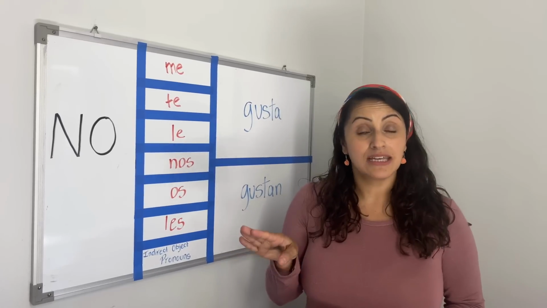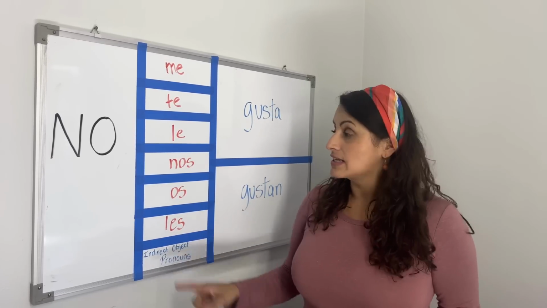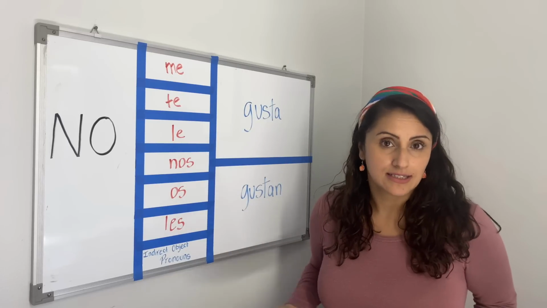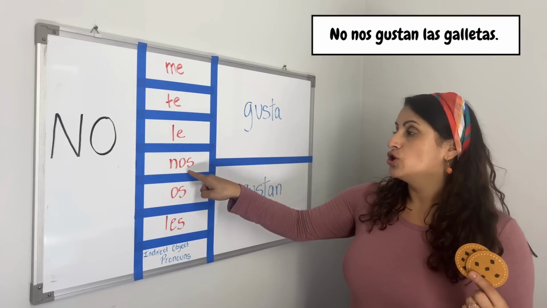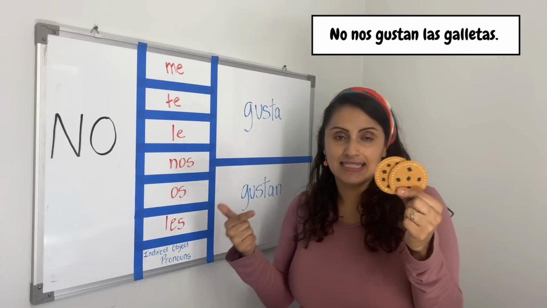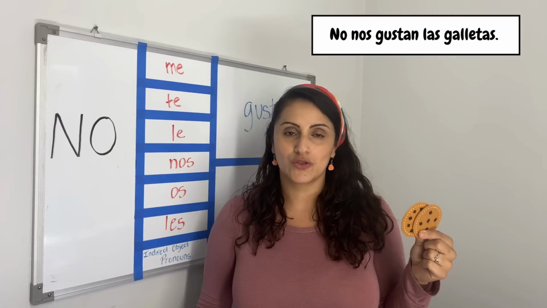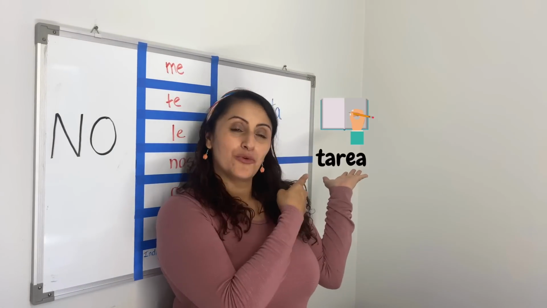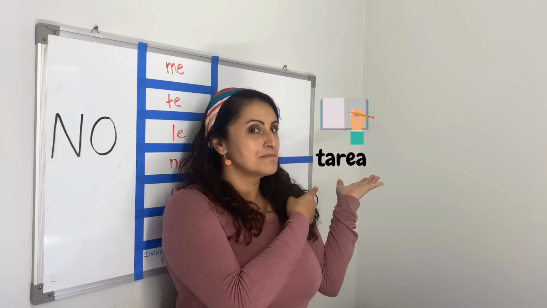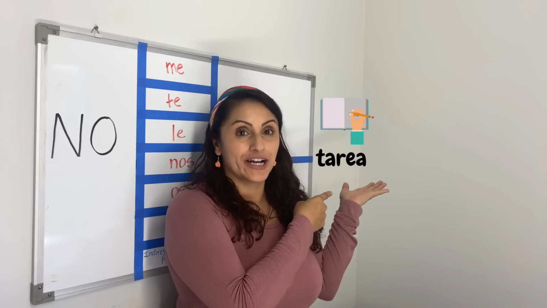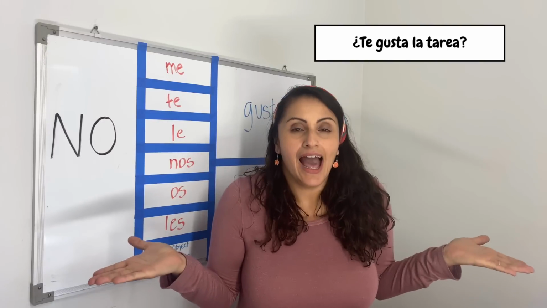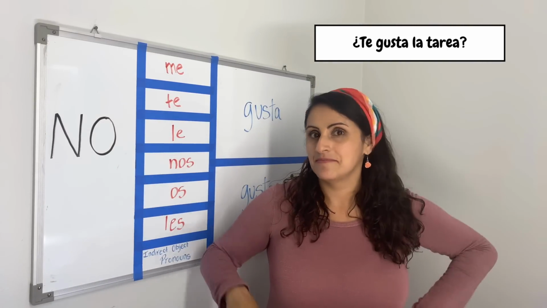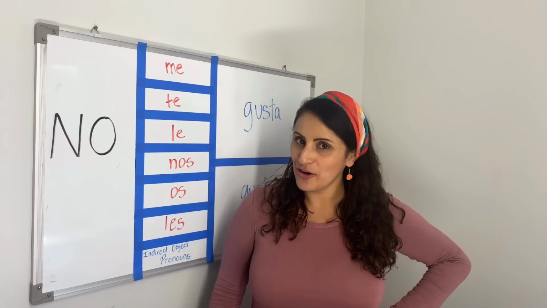So again, the same thing applies if we're talking about more than one person. Let's go again with an example with nosotros. We don't like cookies in this case. You would say, no nos gustan las galletas. I bet you don't like what I'm about to teach you. What about the word tarea? Tarea, homework. ¿Te gusta la tarea? Do you like homework? I can almost guess what your answer would be.